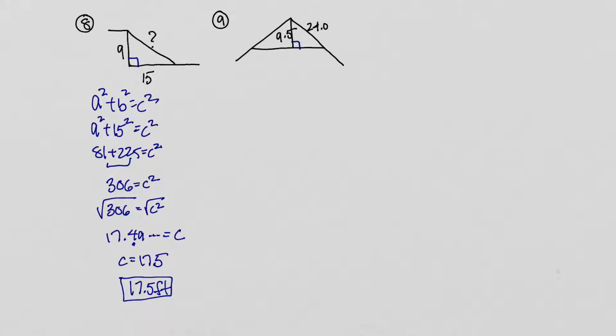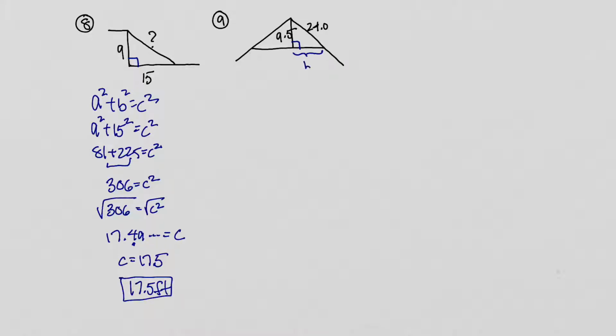So in this problem, we have a roof truss, and here's the rafters. The rafters are, in this problem, 24 feet long. And we've got a height here of 9.5 feet, and this is the base of the truss. And we're going to assume it's at a right angle here. So if this is the right angle, we can get this length right here using the Pythagorean theorem.